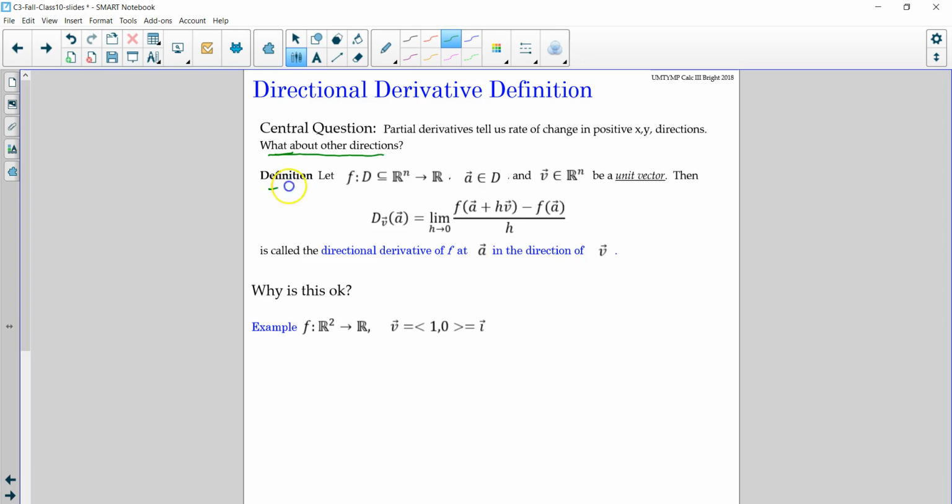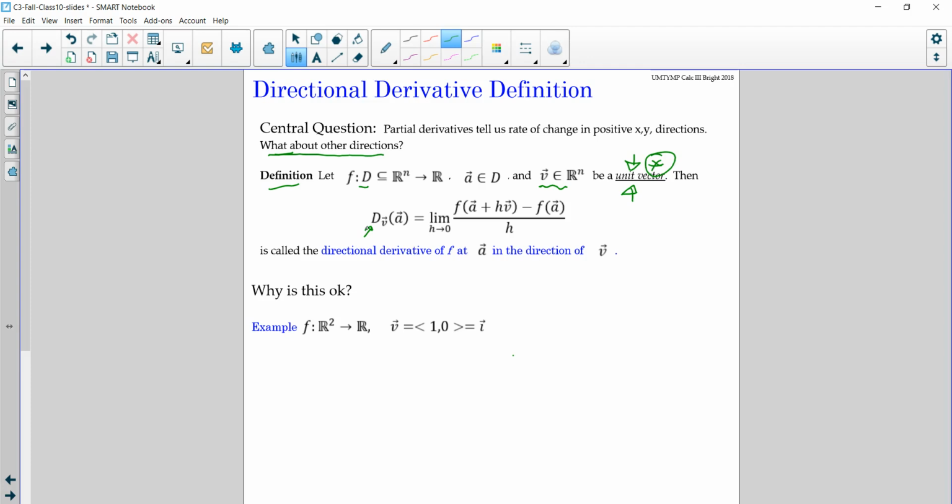Here is the definition. We have a function defined on n-space, so it has n inputs and a one-dimensional output. We have a point a in that domain D, and v is a vector in n-dimensional space, but it does have to be a unit vector. If it is not, make sure to change it so that it is. Then we talk about the directional derivative D sub v, and keep in mind this does not mean the derivative matrix. It is defined as a limit which looks oddly similar.